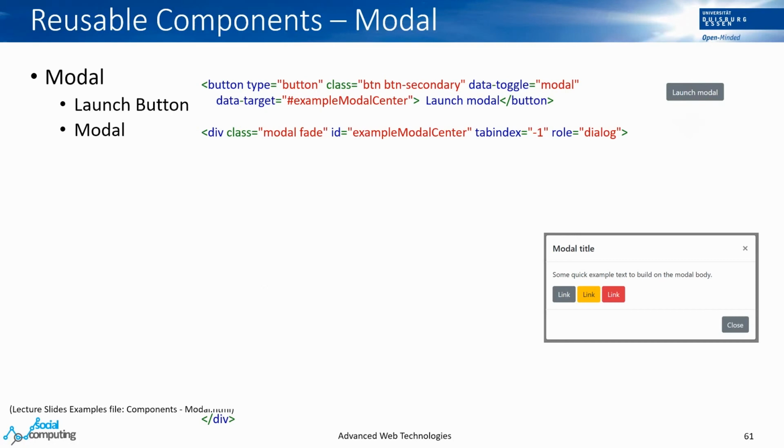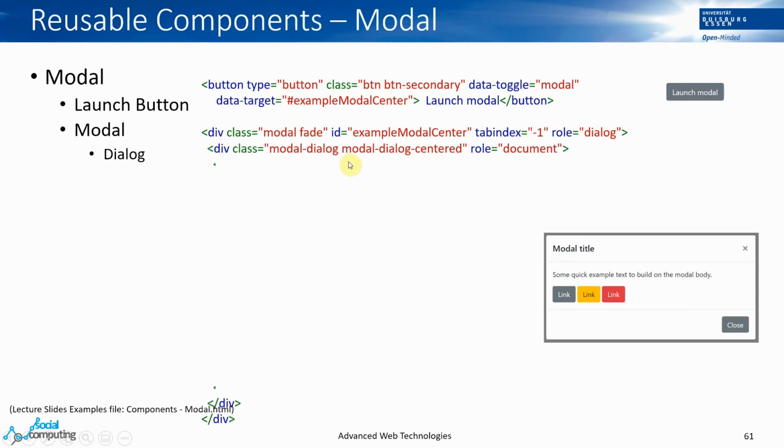It requires two things: one, a launch button, and then there should be a div with the class modal, and then an ID. And this ID is required because it is the one which is linking to the button. So the button should have an attribute data target, which should have a hash and the ID of the container. And as soon as you click the launch dialog, it will open the dialog box.